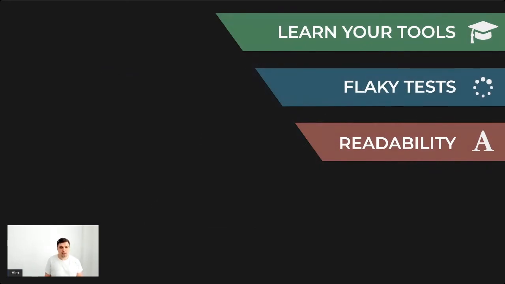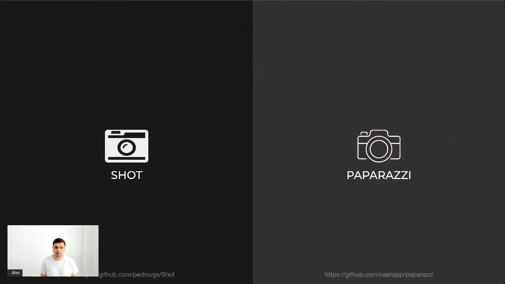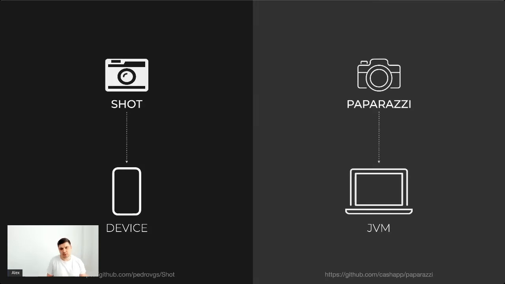Here, one example is comparing the Shot and Paparazzi libraries. Both of these libraries are good. Both have pretty frequent releases. One of the big differences between them is that Shot requires a device because it's an instrumentation test, and Paparazzi uses the JVM, and it uses the same library for rendering as is used inside Android Studio for doing previews.